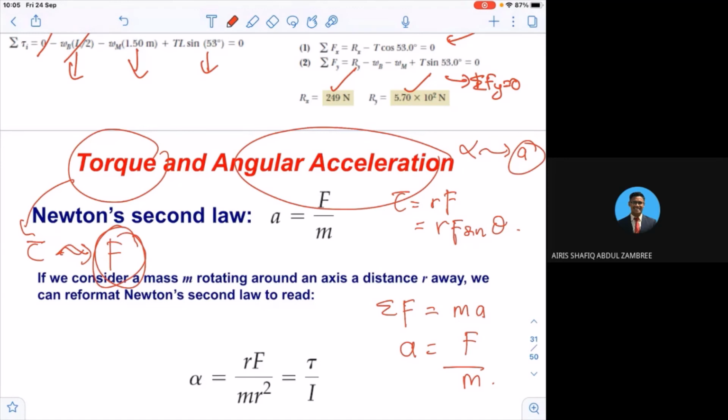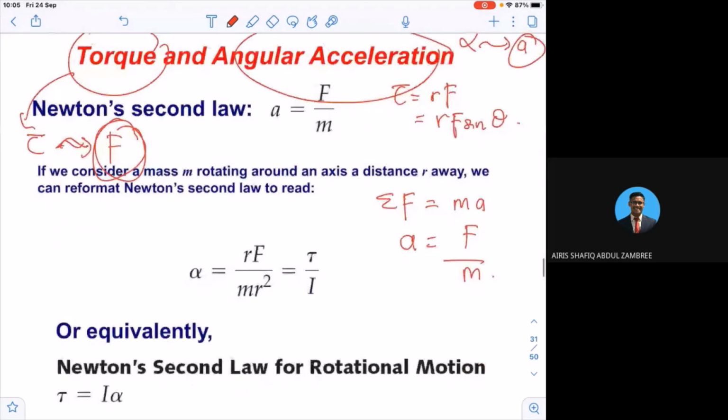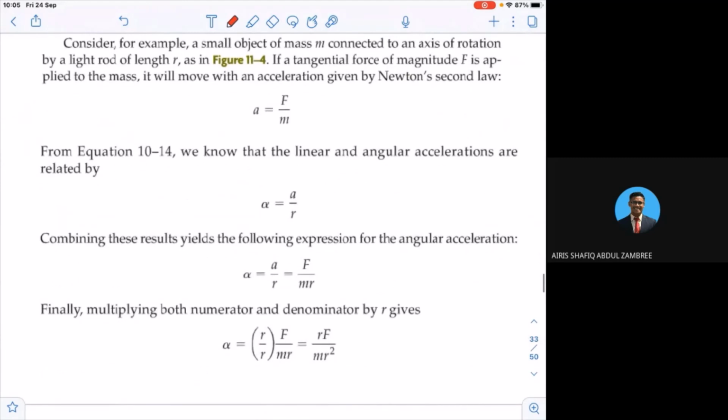So how can we relate things that are related to alpha and torque with A and F? First of all, this is given by Newton's second law, F equals to ma, and A is equivalent to F over m. At the same time, we have known that acceleration is given by R alpha. From the previous lesson, A equivalent to R alpha, while alpha is equivalent to A over R.